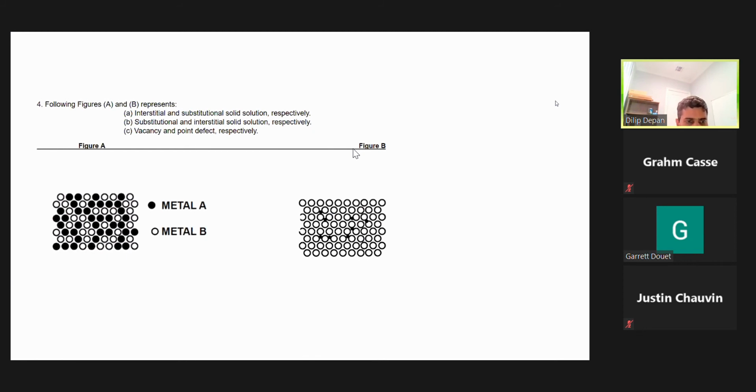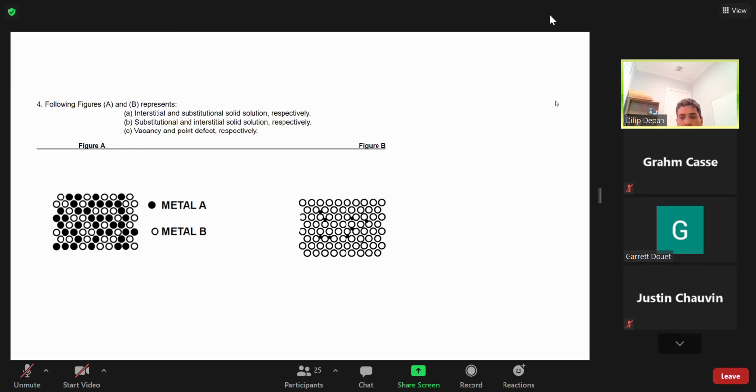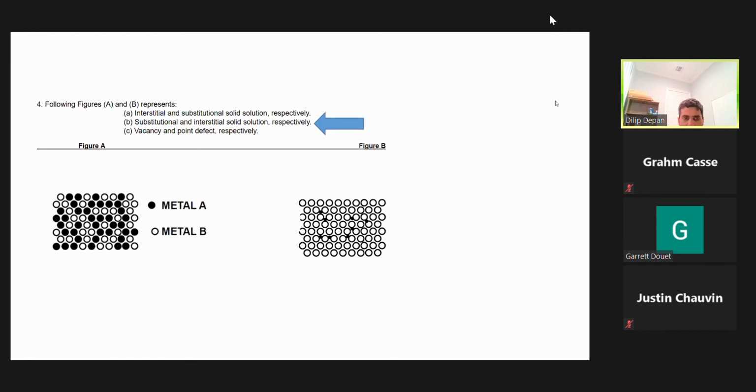You can clearly see metal A and B, they are of similar size. Even if there is a difference in the size, it is not clear because they look almost the same. So there is a possibility that it will make a substitutional solid solution, right? However, in the figure B or the sample B, the metal A is much smaller, so it will fit into the interstitial gap, the interstitial site. It will make an interstitial solid solution. So the right answer is B.